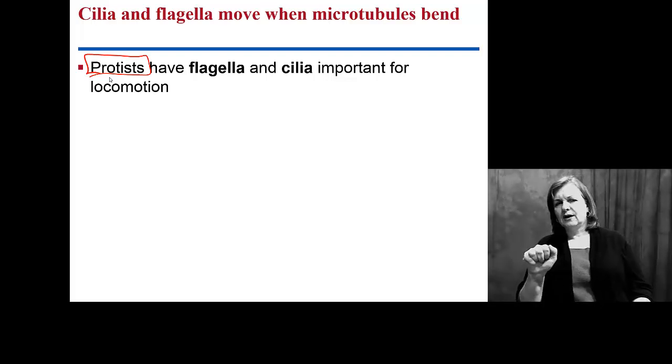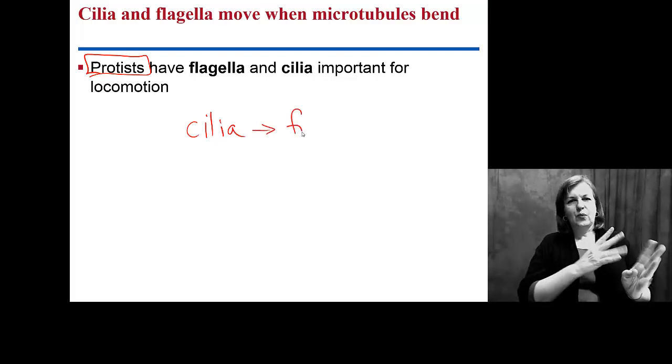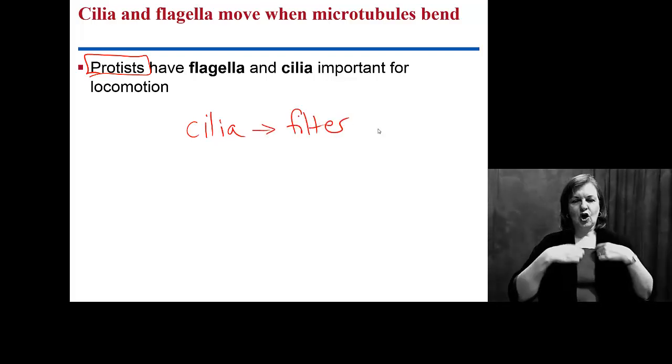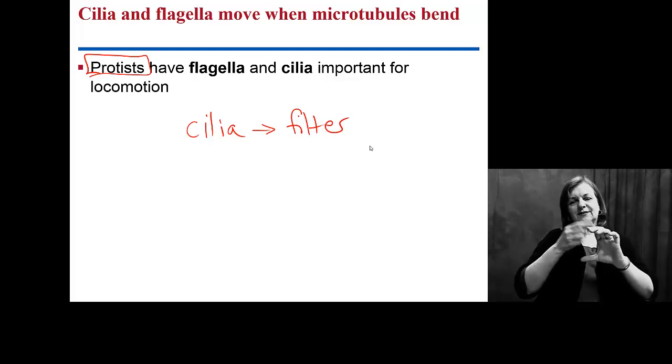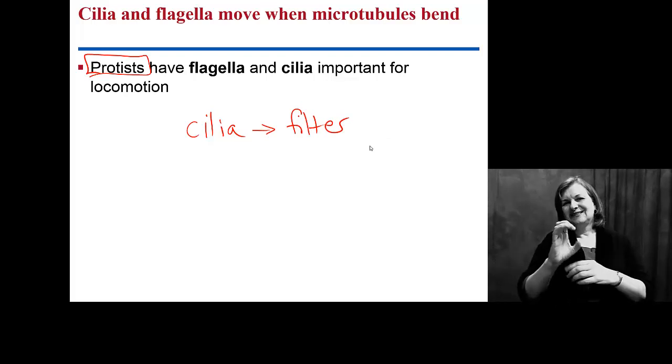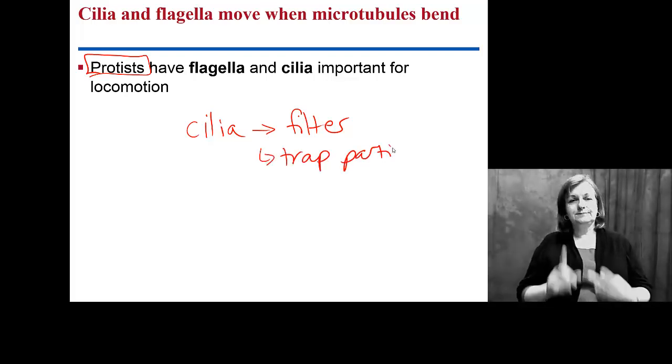The difference between cilia and flagella is how they actually function. So we look at cilia often as being sort of a filter kind of movement inside your bronchi that lead to your lungs. They're covered in cilia on the inside, and the idea is they're going to trap particles that might be coming into the air.